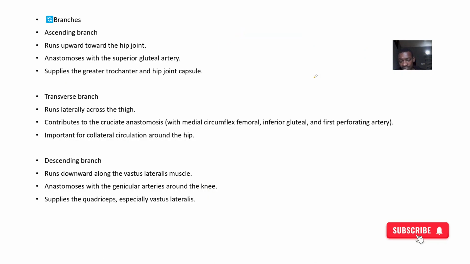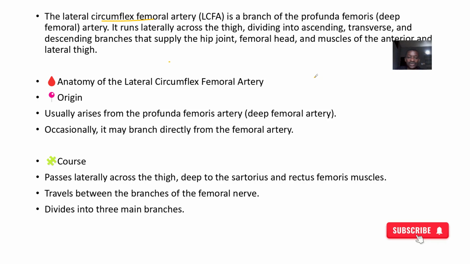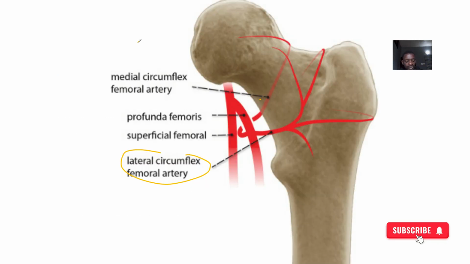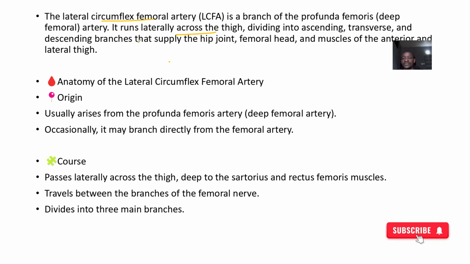Do you understand? So the hip joint and the knee joint, of course, are the most important joints in your leg. So it's actually what runs laterally across the thigh and divides into ascending, transverse, and descending branches that supply the hip joints, the head of the femur, and the muscles around that.